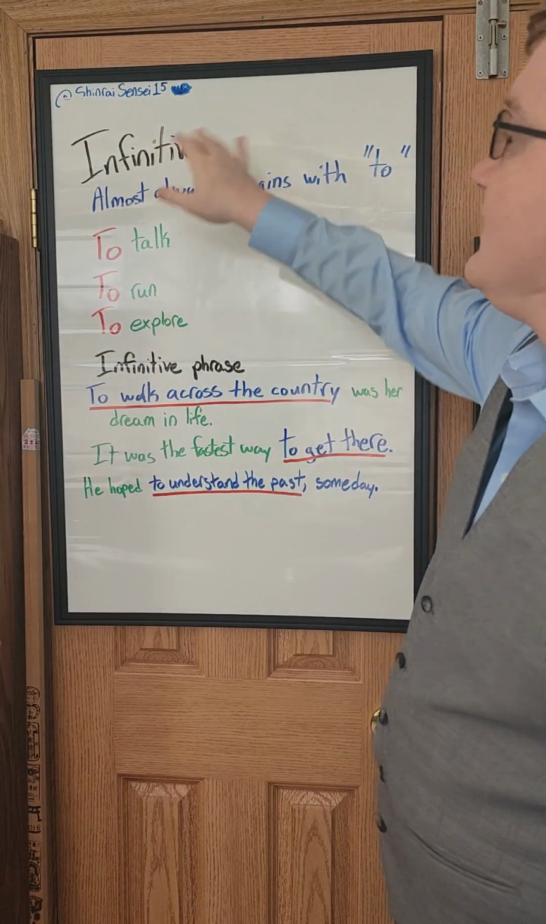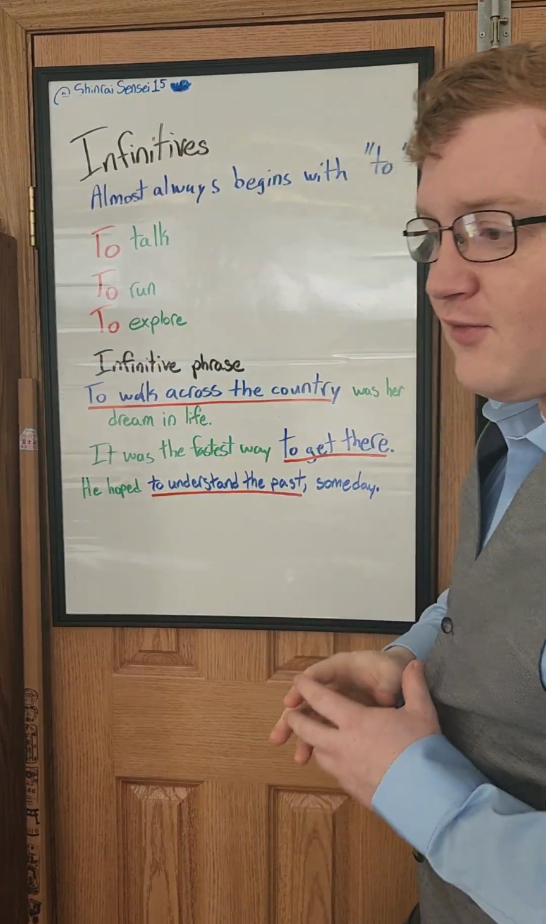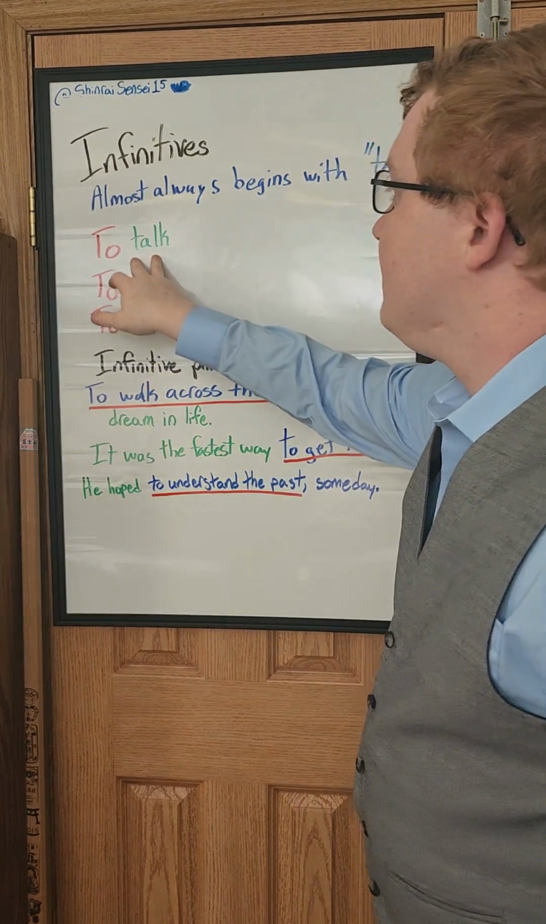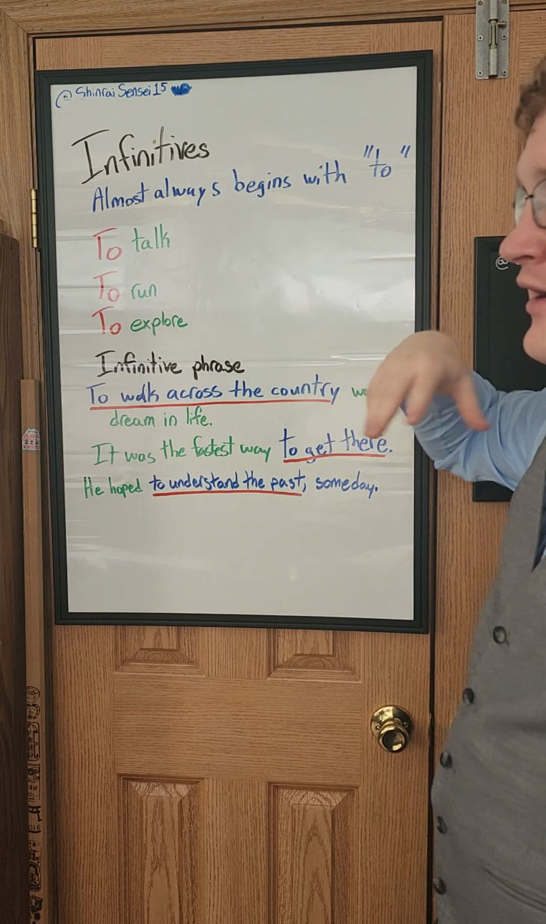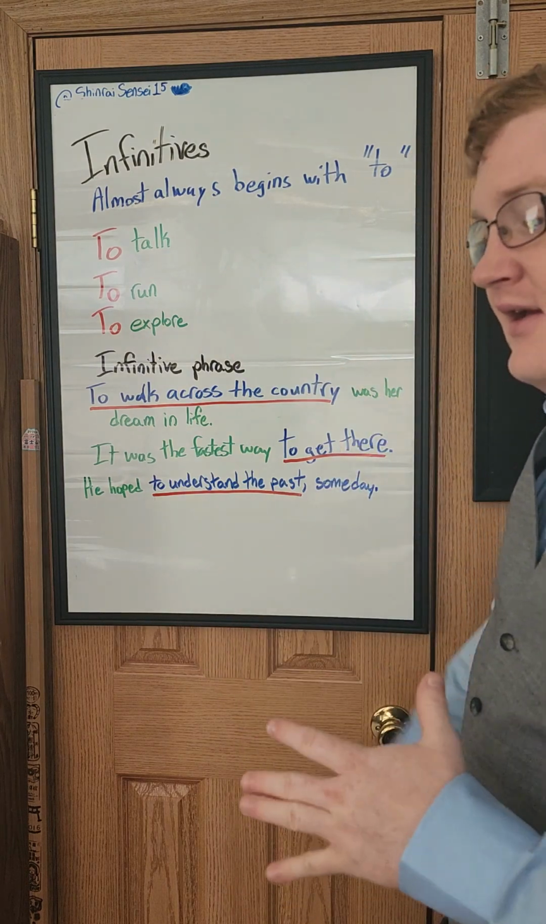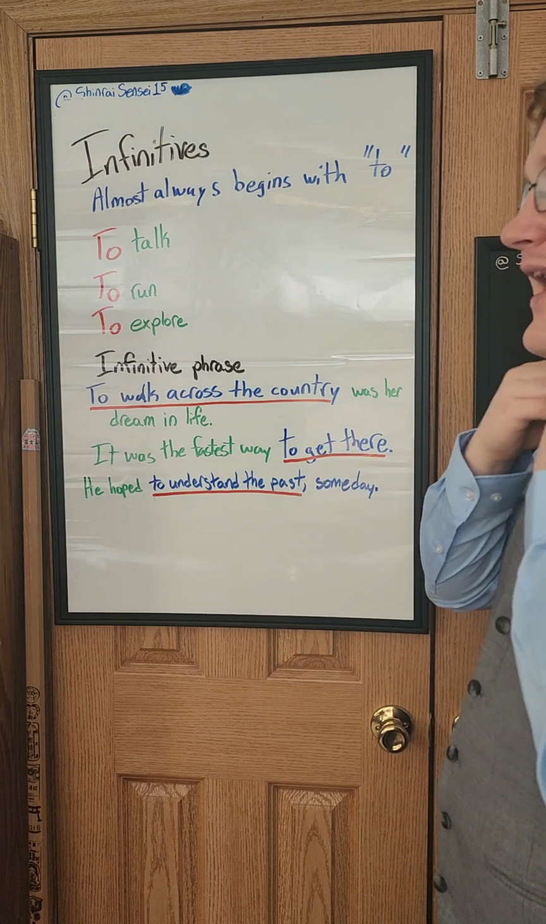Today we are going over infinitives. An infinitive is where you pair the word "to" with a verb in order to make that verb a noun, basically. It's kind of like how the participle, where you add -ing, makes the word into a noun or an adjective.